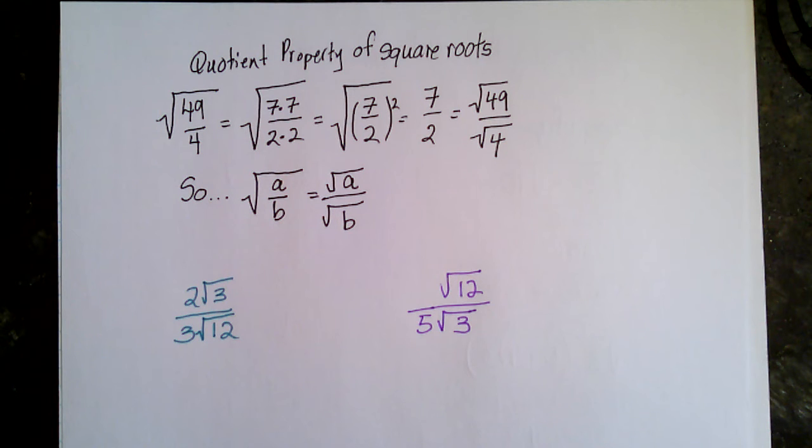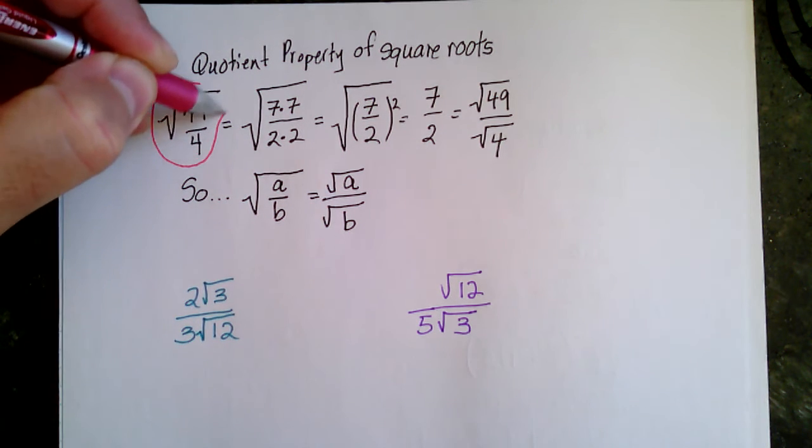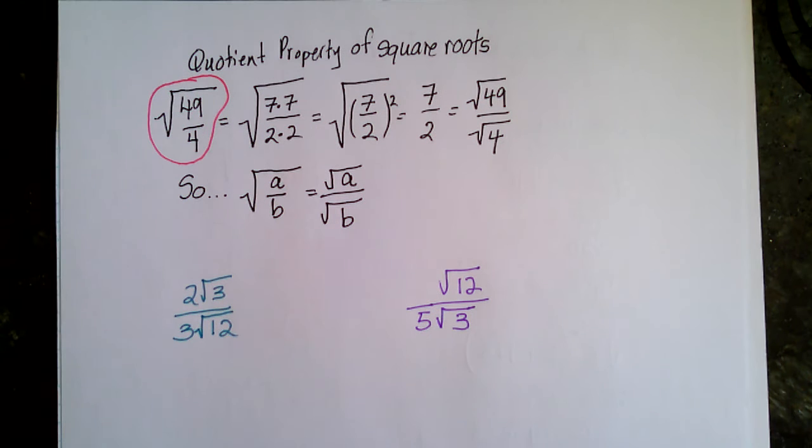So the quotient property of square roots, quotient is the answer to a division problem. So we're talking about expressions that involve both square roots and division. So I'm going to start originally with this expression, okay? So the expression is the square root of 49 over 4.